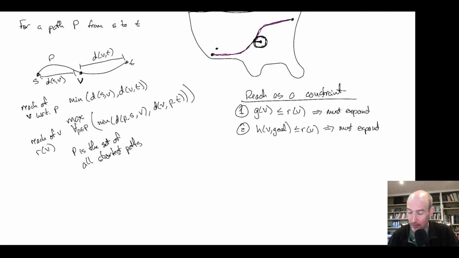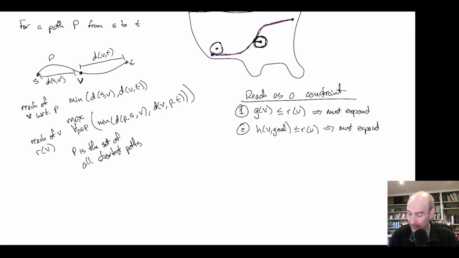So if I have a state here and the reach, which is like a circle around here, because we're using actual distances here, it's not truly a circle when it comes to the start state. But if the start is within that circle, then I say, that state could be on an optimal path through here. There could be an optimal path going from the start to here to some other state, and therefore I have to expand it.